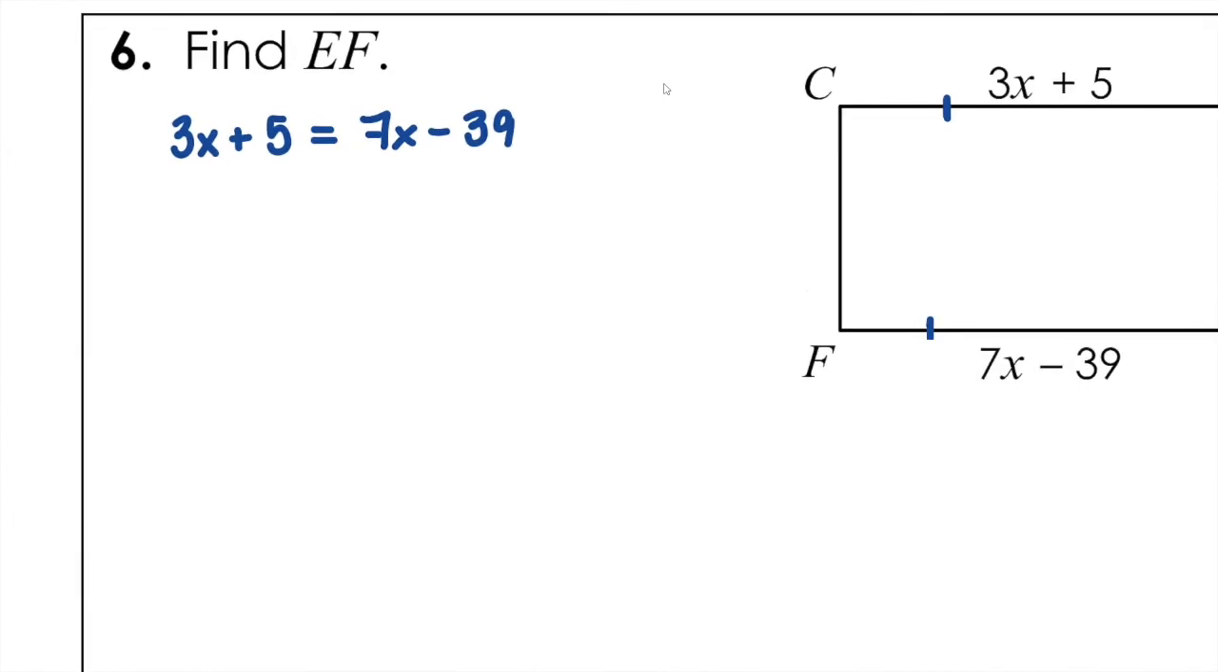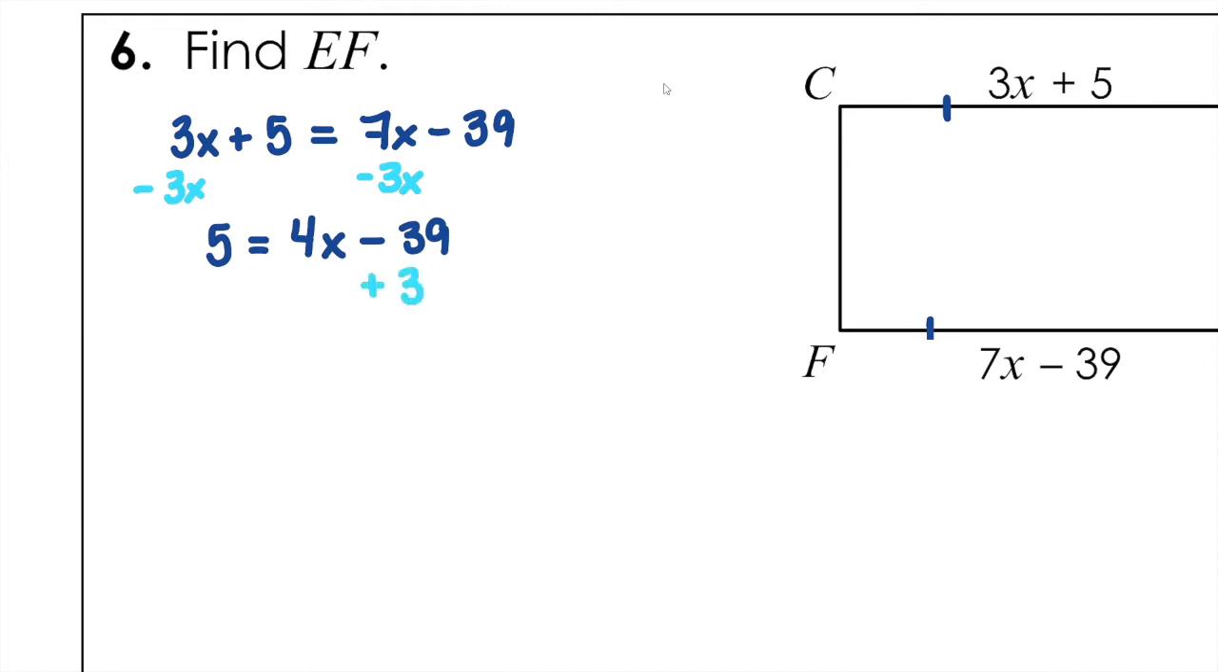And we just got our linear algebraic expression. Solving for x, we're going to subtract 3x from both sides. So 5 equals 4x minus 39. My next step would be to add 39 to both sides.